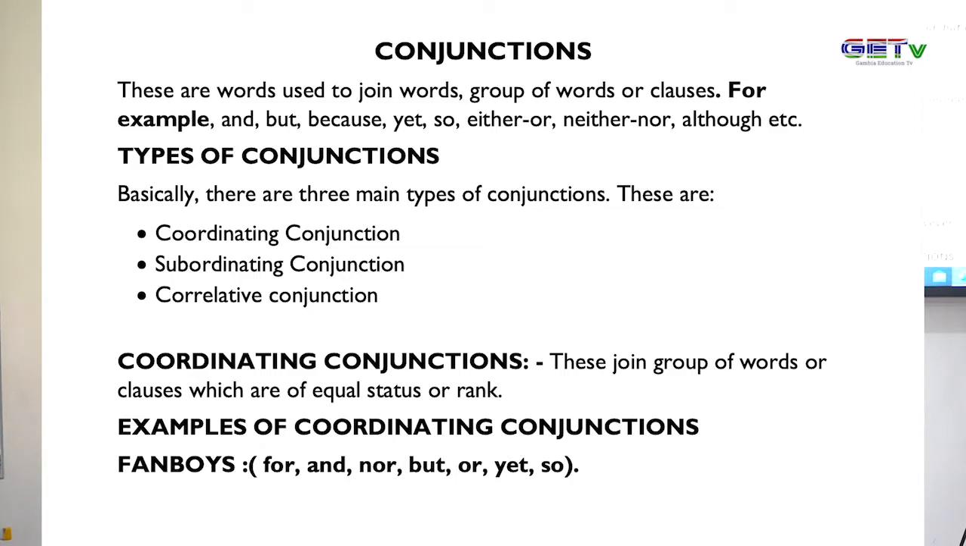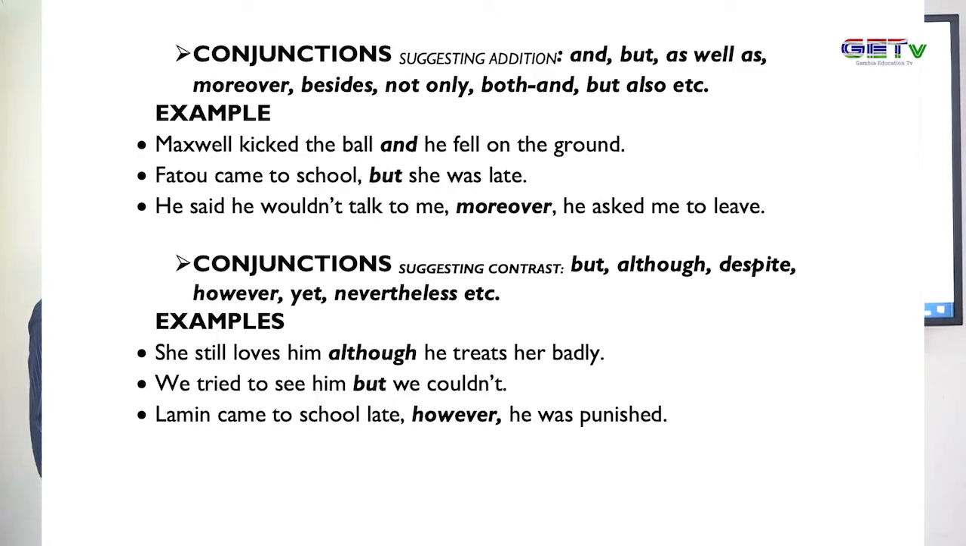We call them FANBOYS. When it comes to coordinating conjunctions, we have FANBOYS. The F means for, the A means and, the N means nor, the B means but, the O means or, the Y means yet, and the S means so. Get it? We call them FANBOYS, as you can see on the board. As we said earlier, grammatically they connect or link two words, phrases, or clauses that have the same grammatical weight or rank.